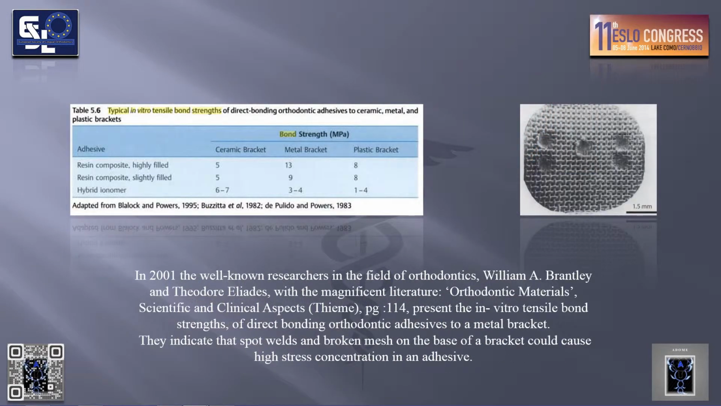In 2001, the well-known researchers in the field of orthodontics, William A. Brantley and Theodore Eliades, in the magnificent literature Orthodontic Materials: Scientific and Clinical Aspects, page 114, present the in vitro tensile bond strengths of direct bonding orthodontic adhesives to a metal bracket. They indicate that spot welds and broken mesh on the base of a bracket could cause high stress concentration in an adhesive.